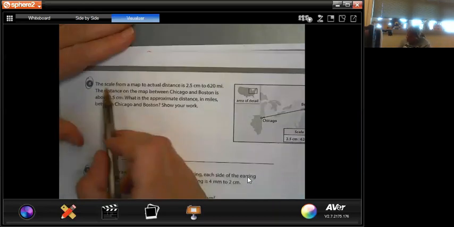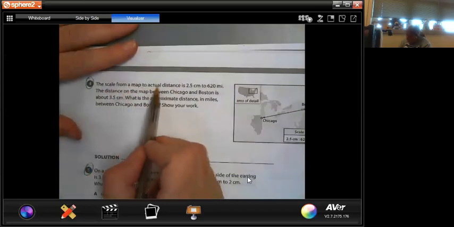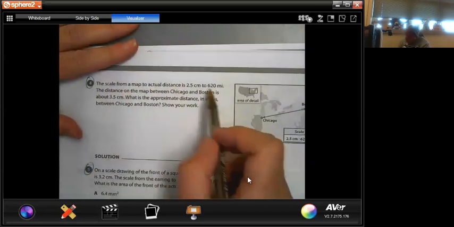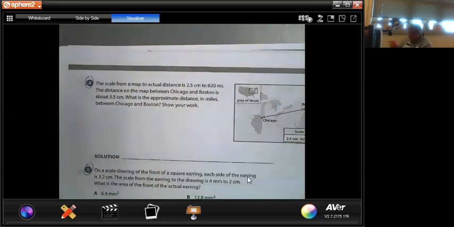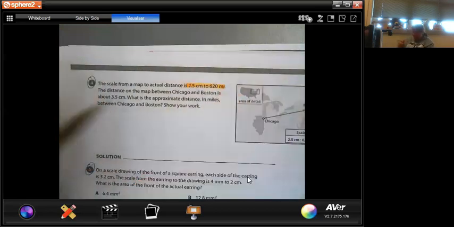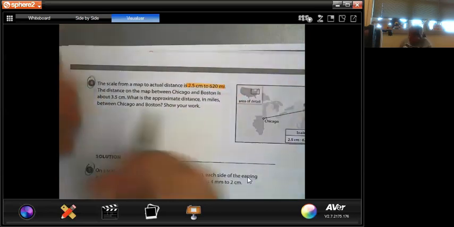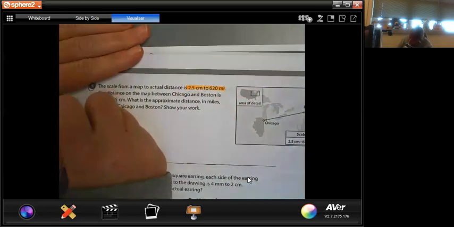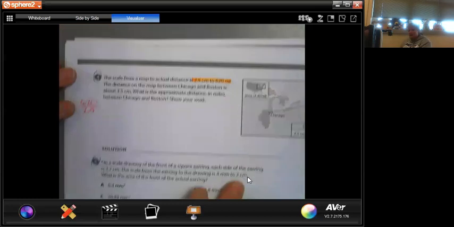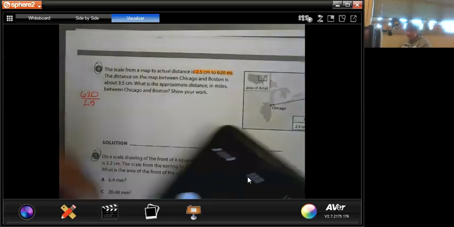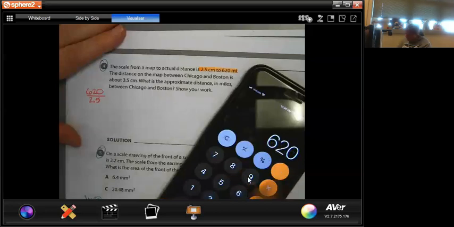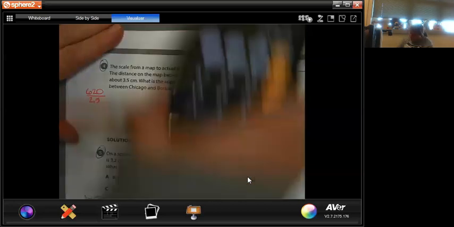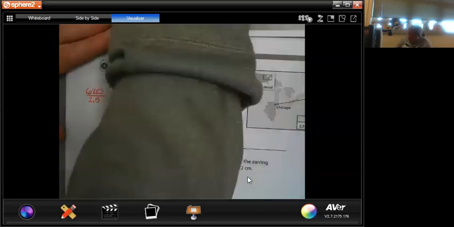The scale from a map is that the actual distance is 2.5 centimeters to 620 miles. So I'm going to write that as a ratio: 620 over 2.5. I'm going to get the unit rate, AKA scale factor. So I'm going to take 620 and divide it by 2.5, and it comes out to be 248.